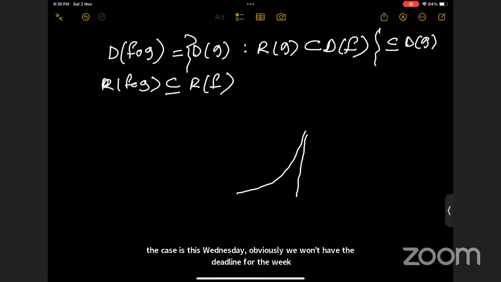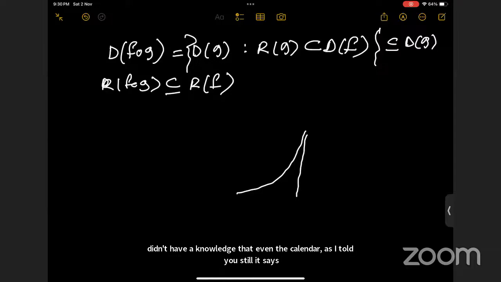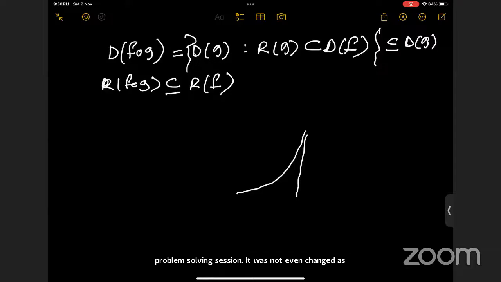The second part is that Tuesday was the problem solving session. Suddenly we didn't have knowledge, as I told you, that even in the calendar it still says problem solving session. It was not even changed to summary session, and there was no notification also that that day is the summary session.